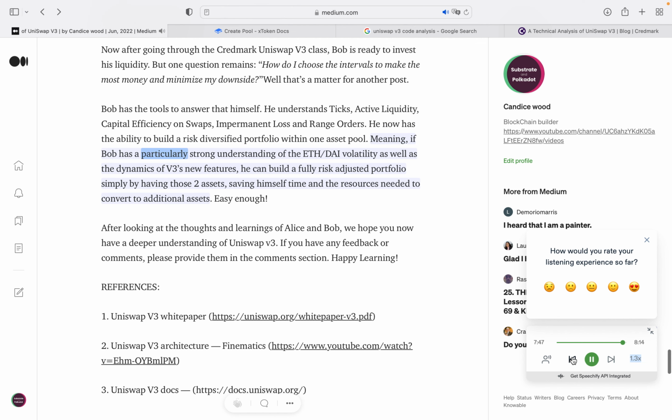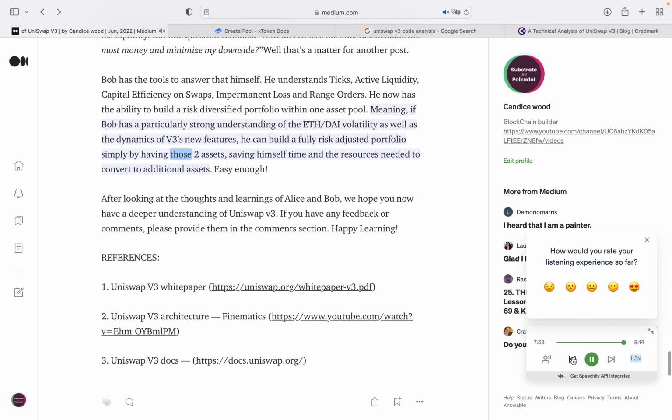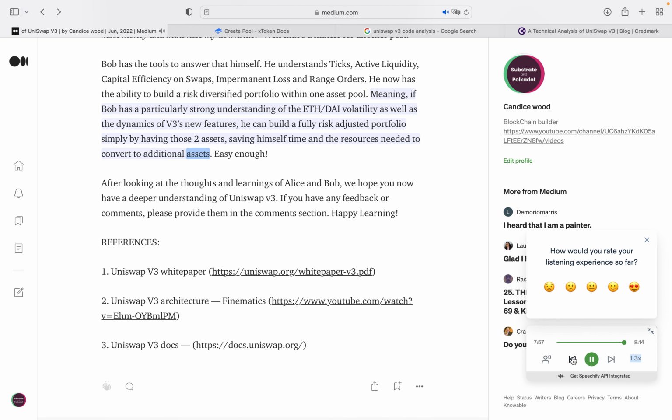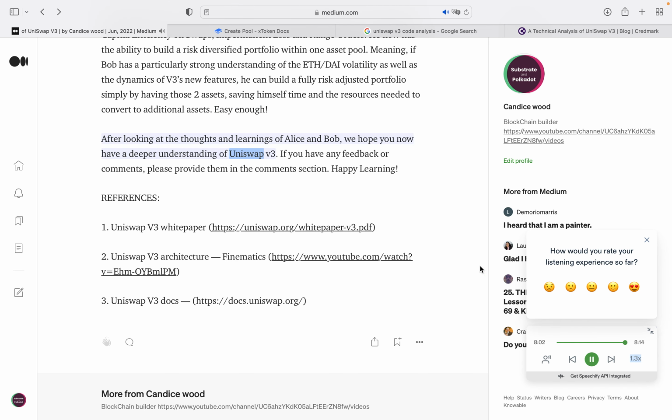Meaning, if Bob has a particularly strong understanding of the ETH/DAI volatility as well as the dynamics of V3's new features, he can build a fully risk-adjusted portfolio simply by having those two assets, saving himself time and the resources needed to convert to additional assets. Easy enough. After looking at the thoughts and learnings of Alice and Bob, we hope you now have a deeper understanding of UniSwap V3.